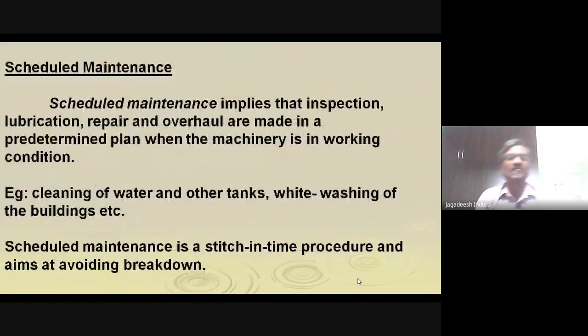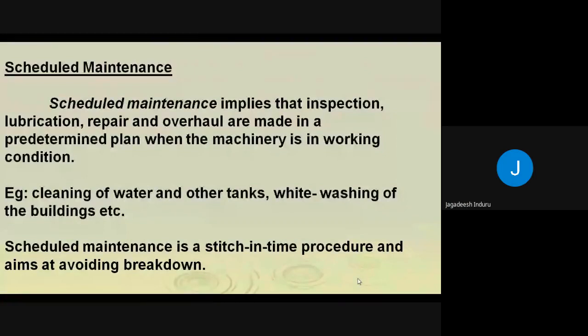What are the 3 remaining procedures which are available? The first one is scheduled maintenance. Scheduled maintenance implies inspection, lubrication, repair, overhaul, anything that is made as a predetermined plan. It is not that the equipment is working, or it is giving a clicky sound, or it is getting hot, or it is making a noise, or something abnormal appears. It is not like that. We are going to have it regularly. We are going to keep the machinery in working condition.